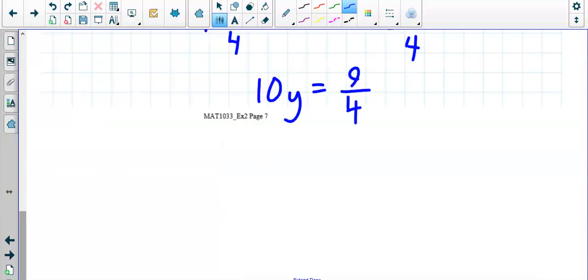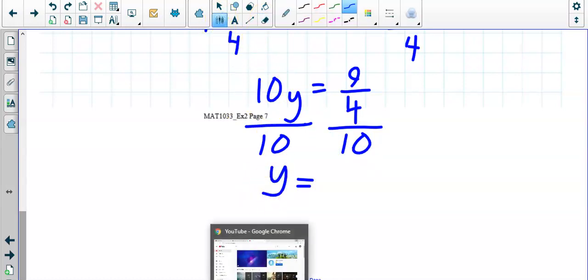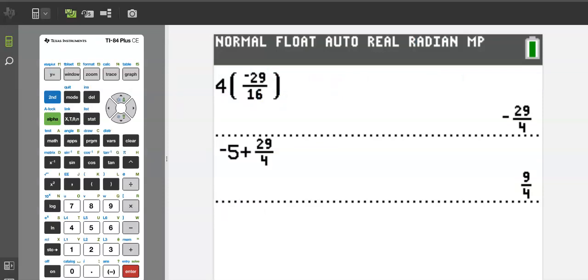And then what now? What are we going to do now? Divide by 10 on each side. Divide by 10, divide by 10. Again, I'll just go to my calculator. That's not supposed to be a G, that's supposed to be a Y. Just go to my calculator, and all I want to do is take that last answer and divide it by 10. So just hit divide by 10.